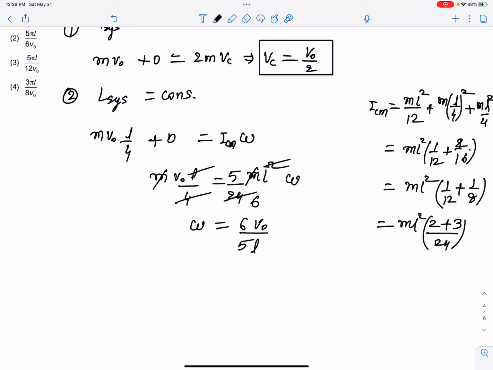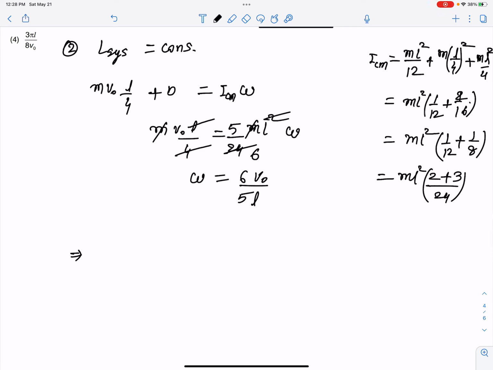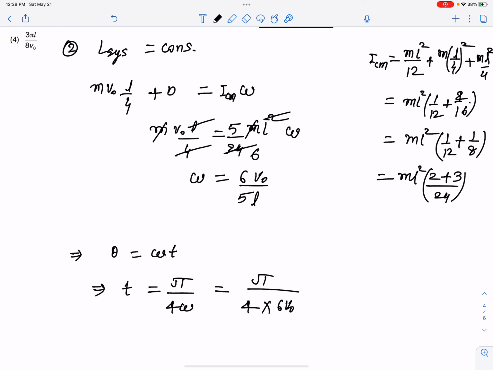Now the question is how much time it will take. You see here it's a uniform motion, right? We don't have angular acceleration, so we can directly write theta equals omega t. We need t, and theta is pi over 2, so t is theta over omega. So pi over 2 and omega is 6 v naught over 5L. So we can say it will be 5 pi L over 12 v naught. So we got this answer.